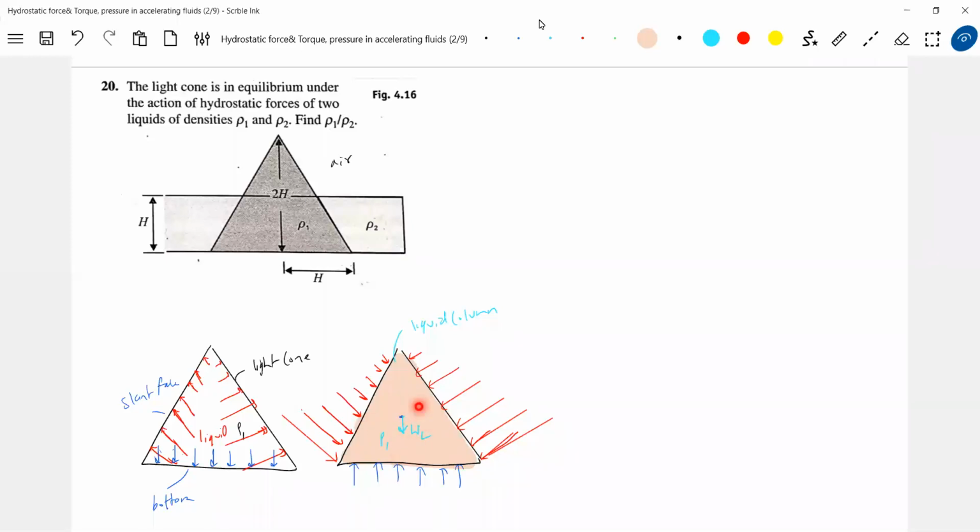These are the two important statements I am uttering. Please note: the net force exerted by the slant face on the liquid column will be vertically down. The net force exerted by the base on the liquid column will be vertically up, under the action of the weight of the liquid and the forces on the slant face and on the bottom. It will be in equilibrium. Net force along the x-axis should be 0, along the y-axis also should be 0. We'll equate along the y-axis here.